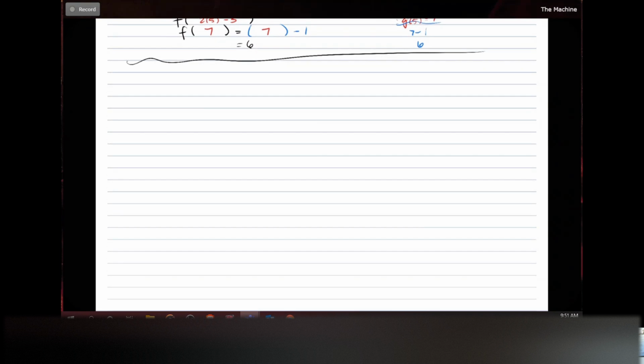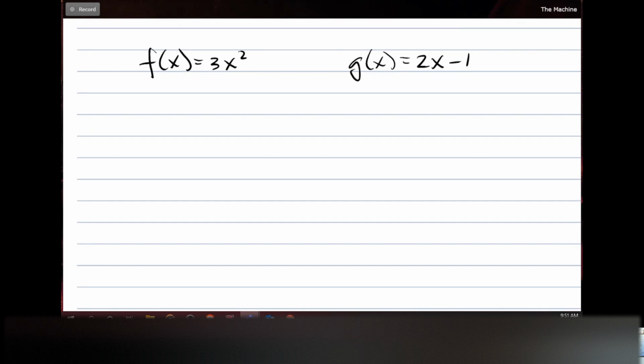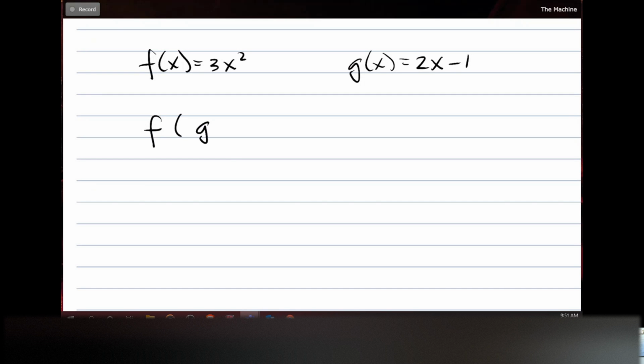Okay. New situation here. Let's do F of X is equal to 3x squared. And then let's do G of X is equal to 2x minus 1. Okay, find F of G of 3. Or the way the book would write it, F of G of 3.